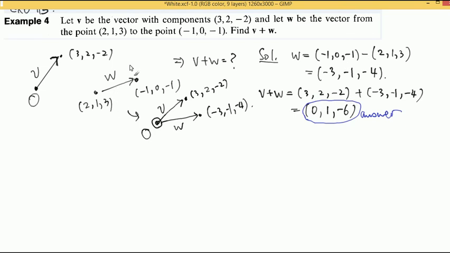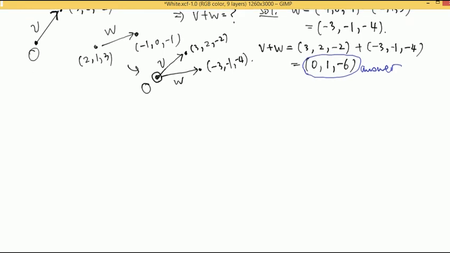To get the W here, this is not the vector and that's not the vector. To get the component of the vector, you have to subtract the initial point from the terminal point, right? So a coordinate is not necessarily the vector, and that's the one thing. Okay, good.